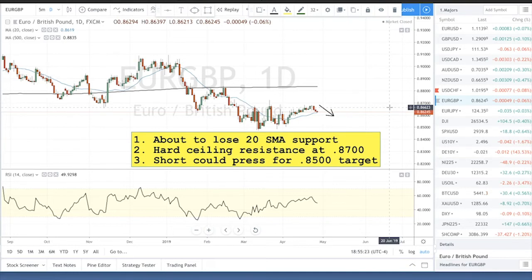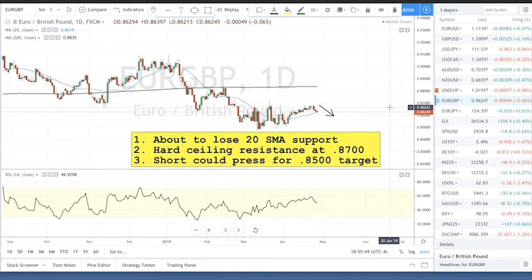All of that just opens us up to that drive towards the 110, which is, as I said, like sharks smelling blood in the water. The shorts are really going to be very attracted to that. So when we look at the crosses here, it's about to lose the 20 SMA. It's come off the highs here. There's a very, very hard resistance ceiling at the 87. And a break through the 20 SMA really opens up the run towards the 85s, especially, and this is the key thing, if we can get any support out of the pound side of the trade.